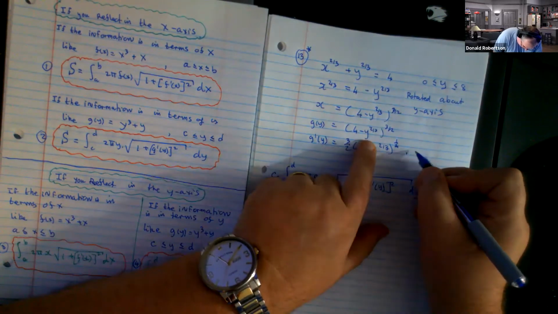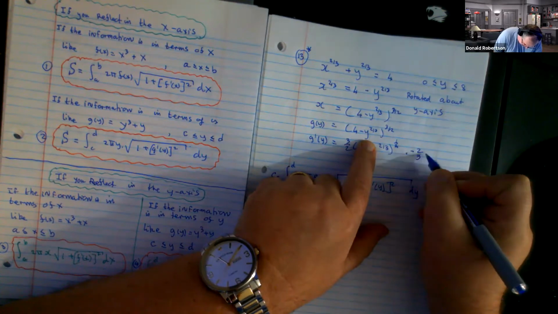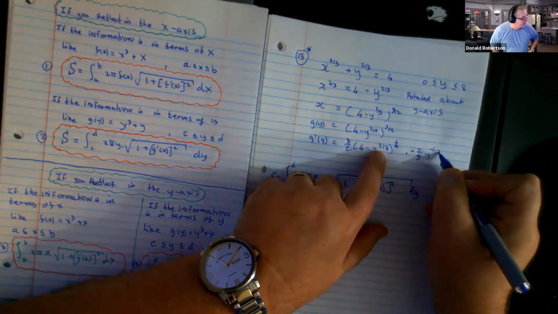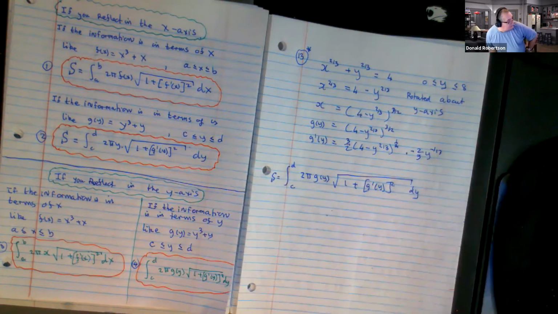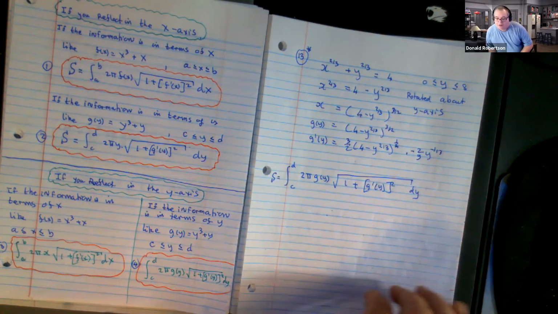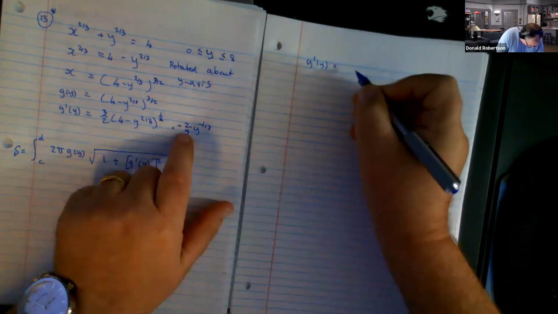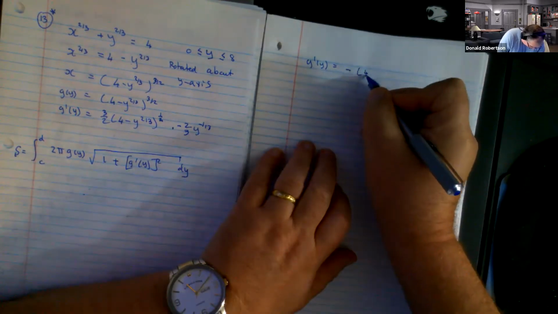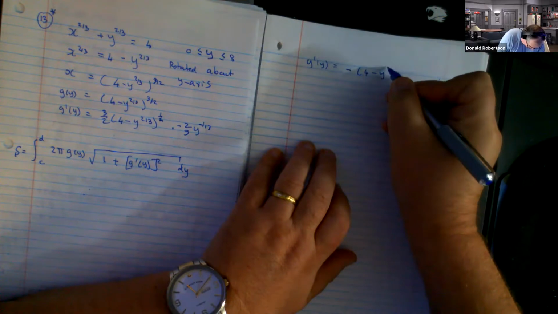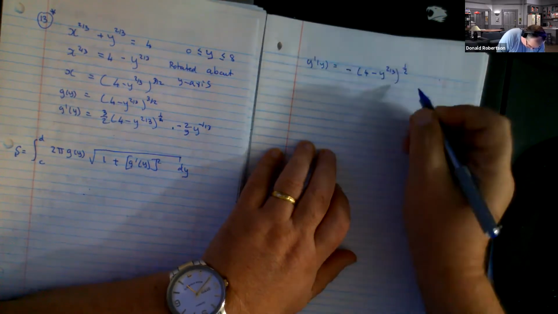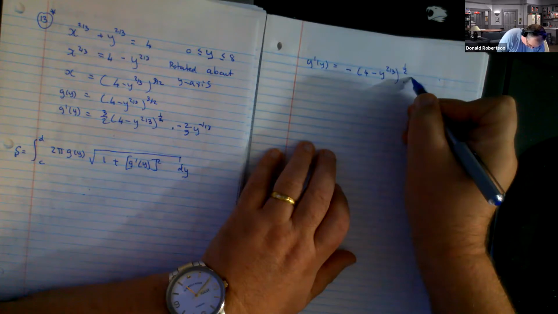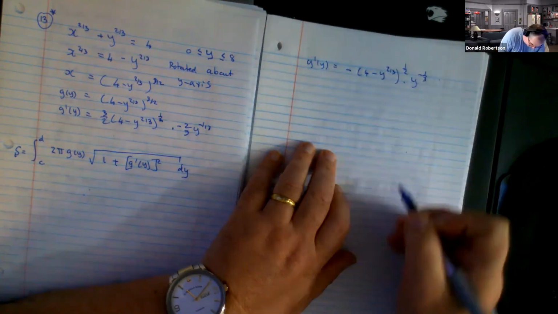So you get negative 2/3 y to the negative 1/3. Are we good on that? Any problems? Are we comfortable? Right, now that's one ugly looking expression, and I didn't leave enough room here, so I'm going to do it over here. g'(y) is negative 4 take away y to the 2/3 raised to the power of a half, times y to the negative 1/3. That's where we are right now.